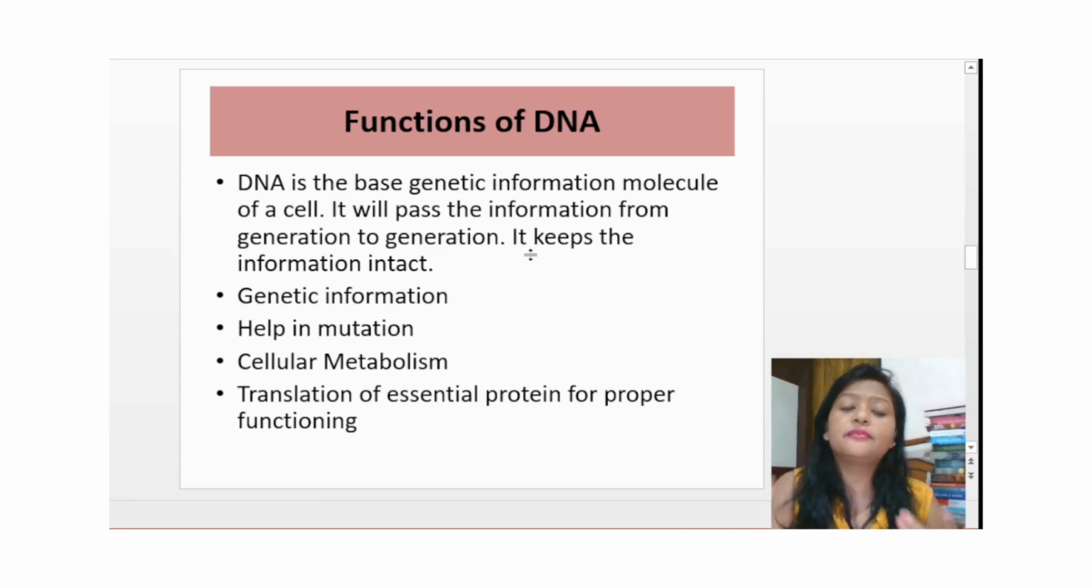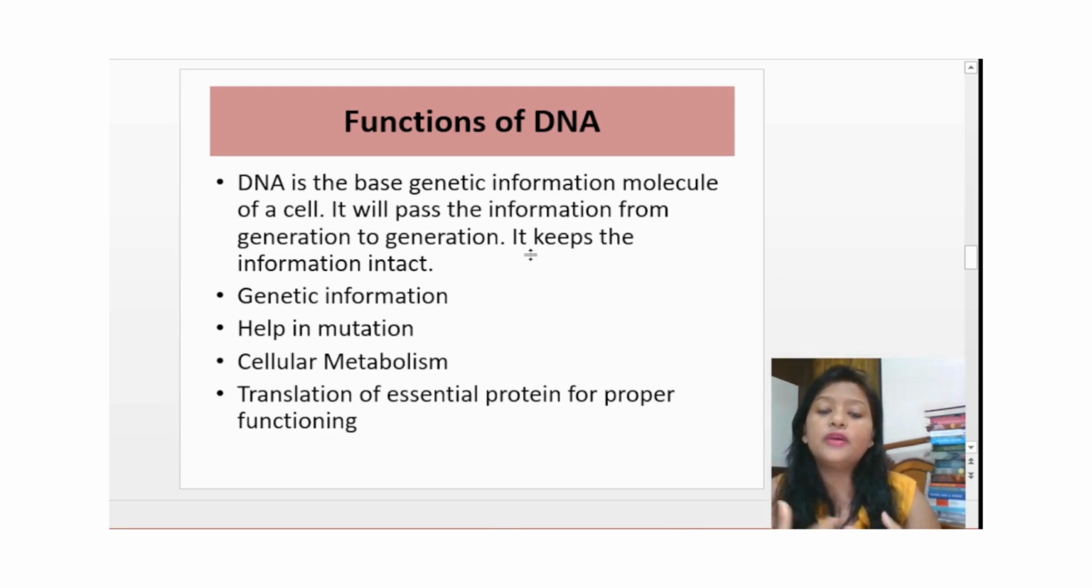So what is this characteristic? Basically, it is the genetic material. It's the genetic information that is being passed from a parent to an offspring through the DNA. DNA keeps the information intact for the next generation. That is how we say you have your father's genes, you have your mother's genes, because the genetic information is being passed on and it is intact. Next, it also helps in mutation. DNA undergoes mutation, and mutation can lead to many other things. DNA also helps in cellular metabolism and in the translation of essential proteins for proper functioning. You will know about that.